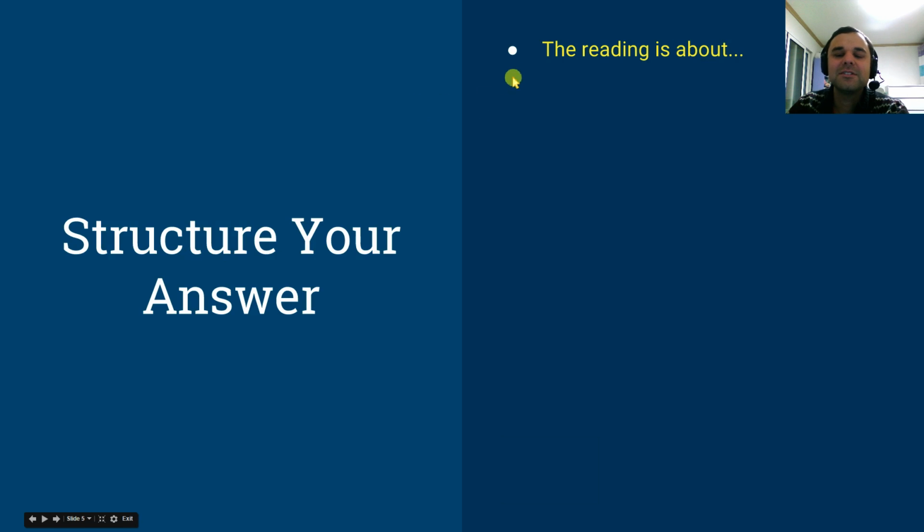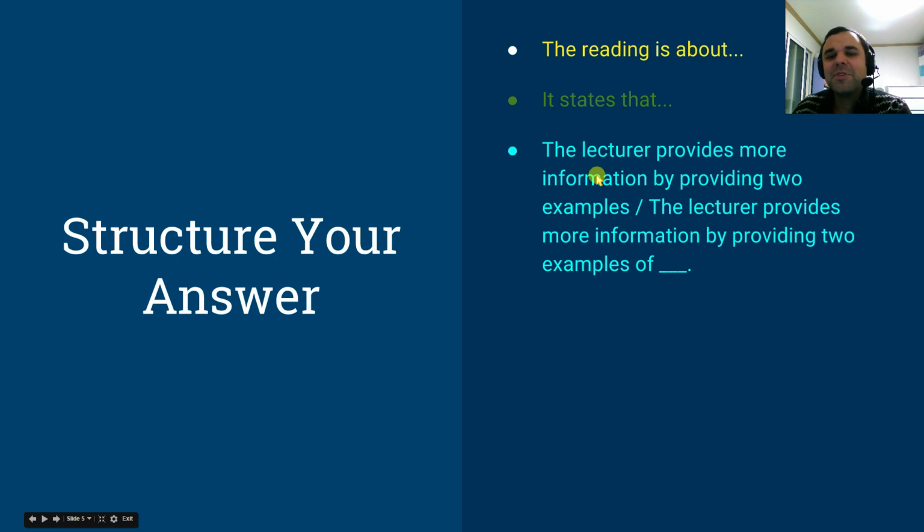We start like this. Say something like, "The reading is about." Continue with something like, "It states that." Next, say something like, "The lecturer provides more information by providing 2 examples," or "The lecturer provides more information by providing 2 examples of," and then you can state what they are examples of. Sometimes this works. Sometimes you just want to be a bit more broad.